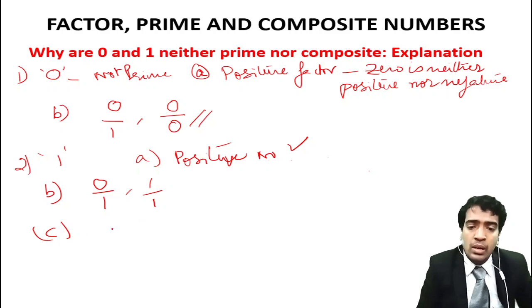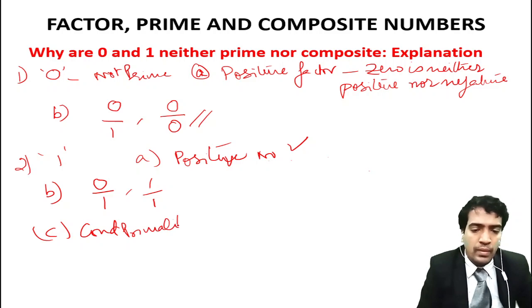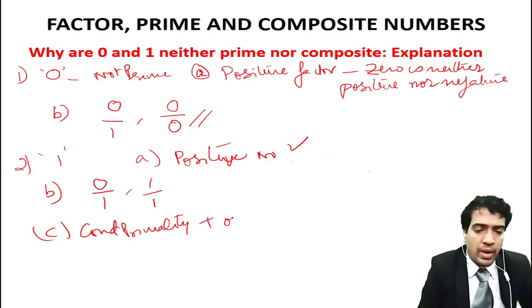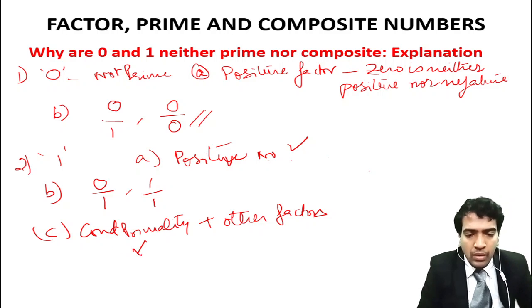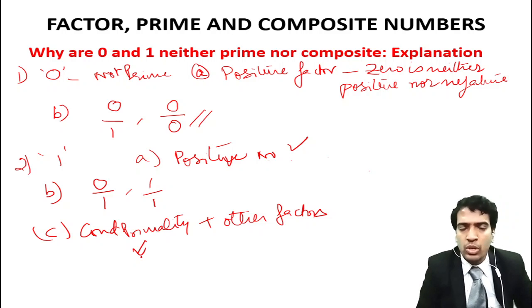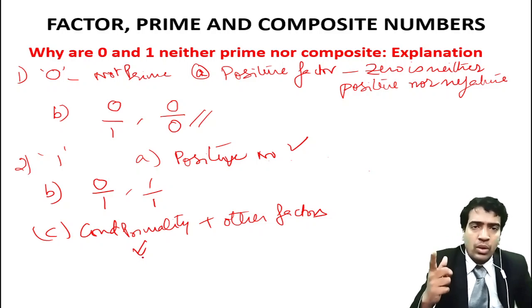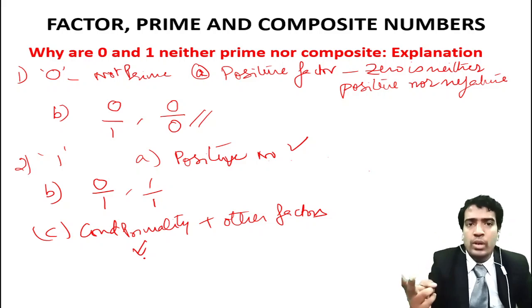Again, the condition of compositeness should be the condition for primality plus other factors, right? Here the condition for primality is also failed. Why? Because there is only one factor of 1, that is itself. You cannot count it twice.